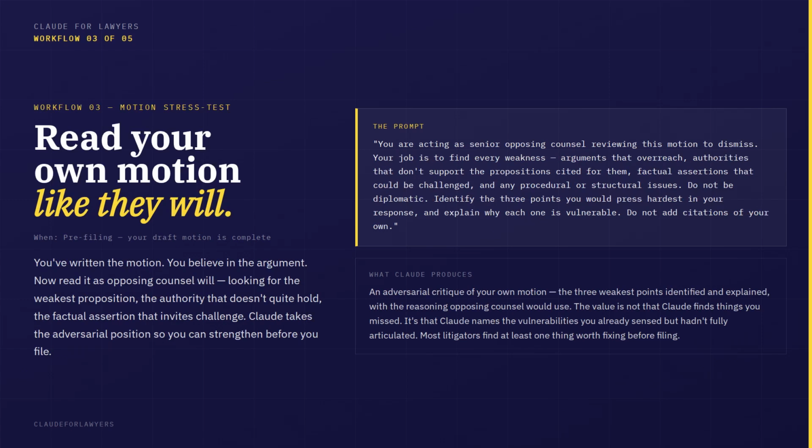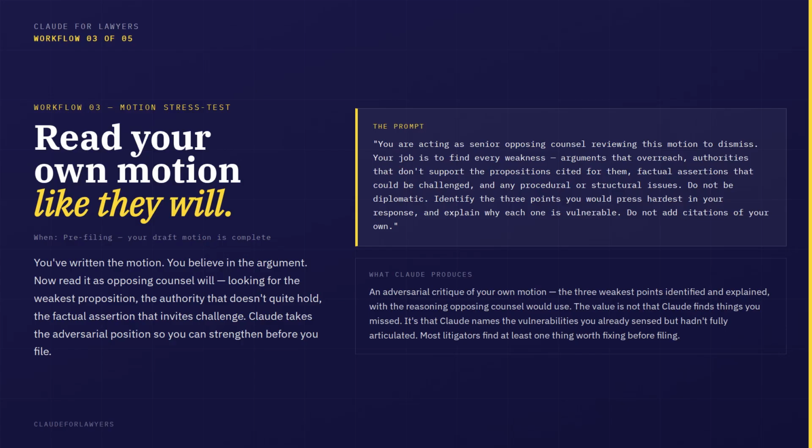Workflow 3. The motion stress test. Your draft motion is complete. You believe in the argument. Now you need to read it as opposing counsel will, looking for the weakest proposition, the authority that doesn't quite hold, the factual assertion that invites challenge. Claude takes the adversarial position, so you can strengthen before you file.